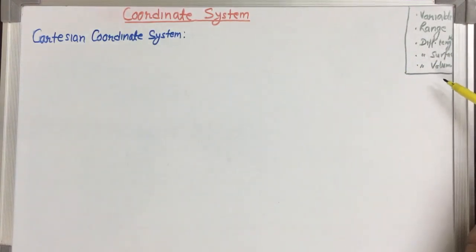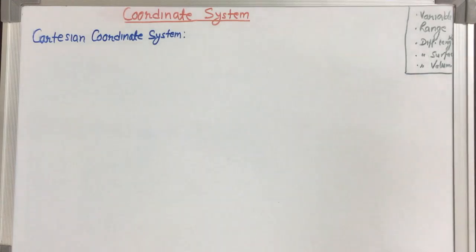And apart from these, we were interested to find the interrelationship between coordinate systems and the transformation from one coordinate to another coordinate system. So these all terms we are interested to find for all. So let's start from Cartesian coordinate system.